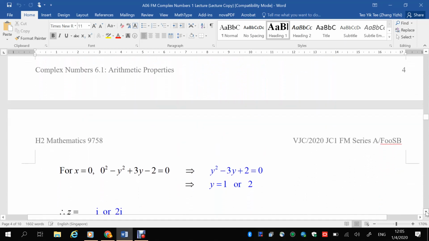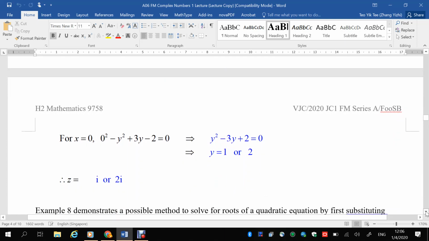Okay, this part, just fill in the blanks. Subsequently you get your two roots to be i or 2i. So i or 2i are the two roots to your equation. So far so good. Any problem?